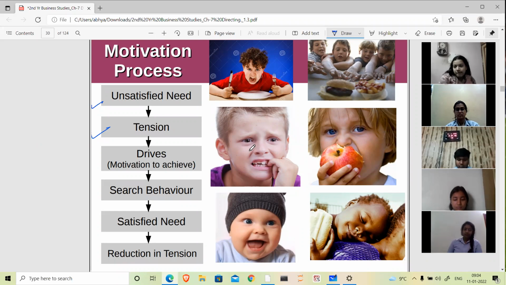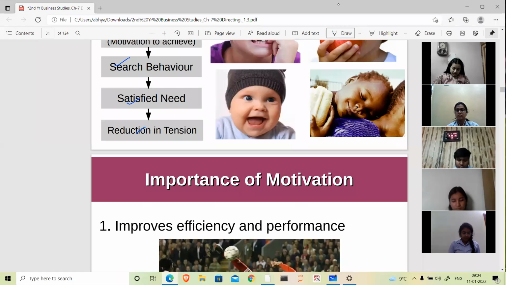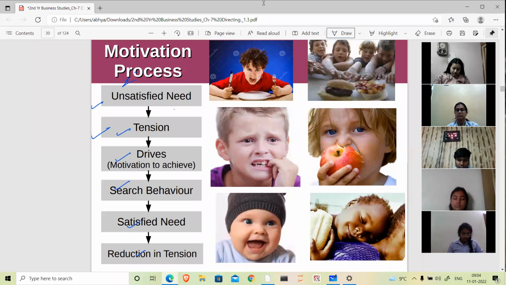This is the whole process, and you need not learn it in very much detail. Just learn the steps. Unsatisfied need, first step. Second, tension. Third, drives. You will start search behavior, then you will satisfy your need, then the reduction in tension, and you will be able to focus on your work. So this is all about today's topic: motivation, meaning, features, and its process. 3 things we have done, and I hope the topic is clear.